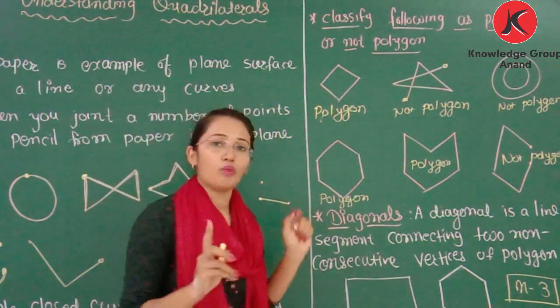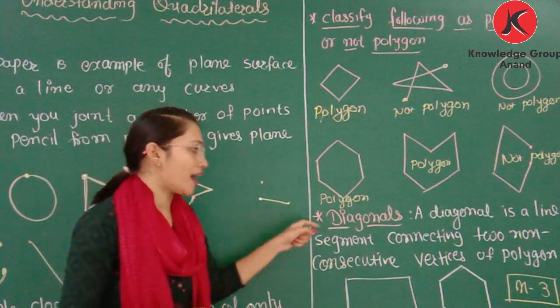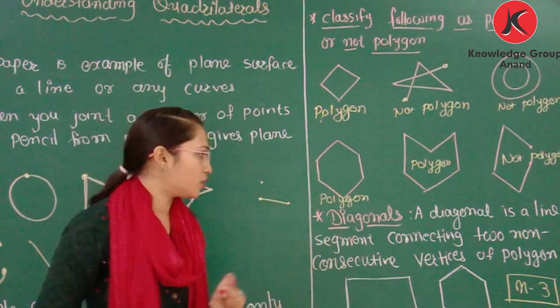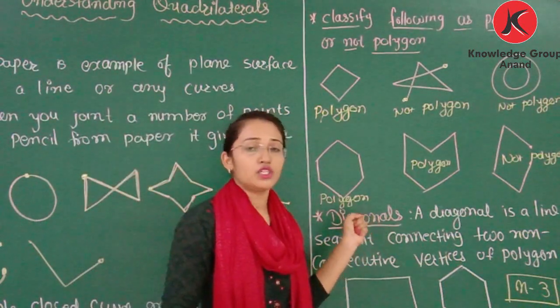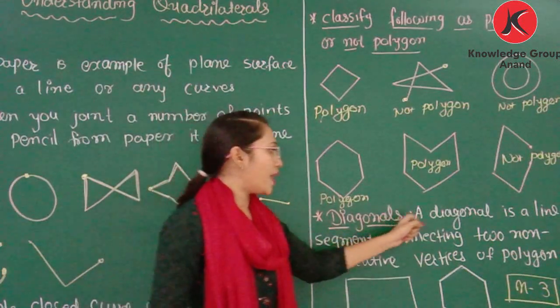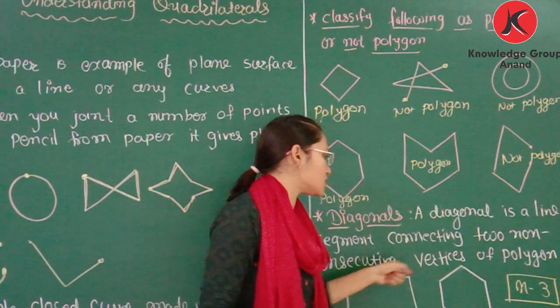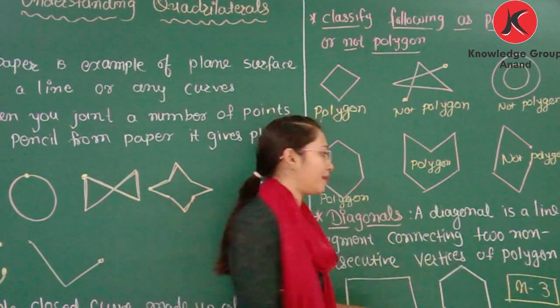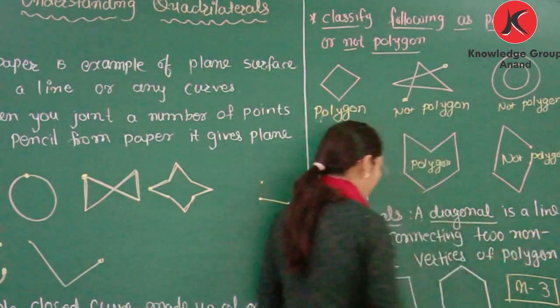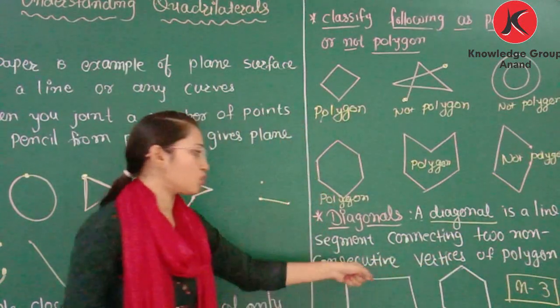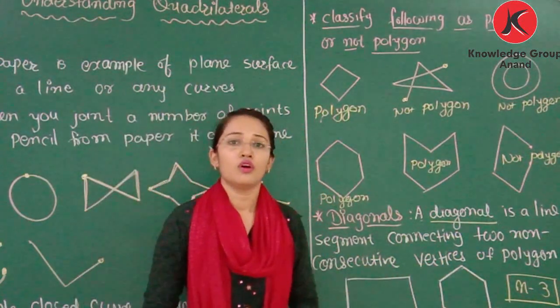Okay. Next, one more very important topic, that is a diagonal. What is a diagonal? This definition can be asked as fill in the blank. A diagonal is a line segment connecting two non-consecutive vertices of a polygon. A blank is a line segment connecting two non-consecutive vertices of a polygon.